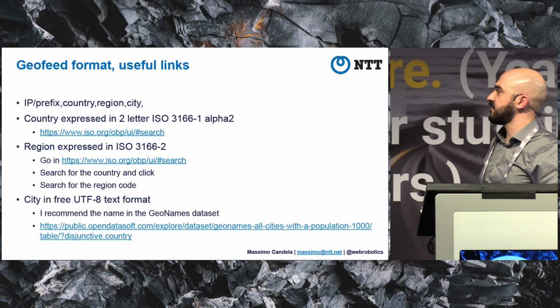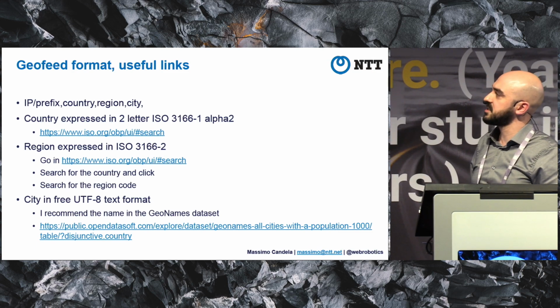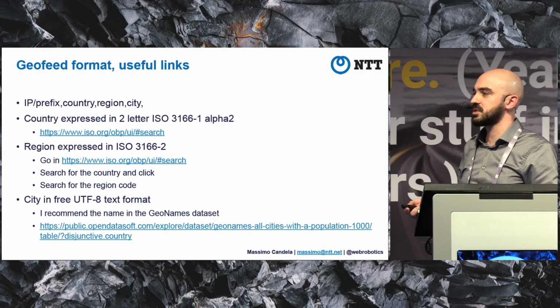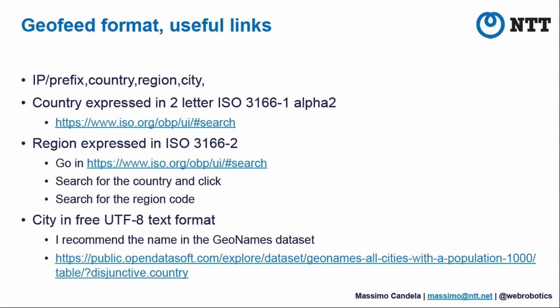This is just a slide for extra help for you. This is where you can find the various ISO codes. AU is not an ISO code. And the region code, you cannot just type it. You have to look where it is. All the various items on the geofeed are optional, so you don't have to put them. You can put just the country, you can put the city, you can put whatever you want. But if you place them, check that they are real ISO codes. And there is also a list of city names in case you are interested in that.